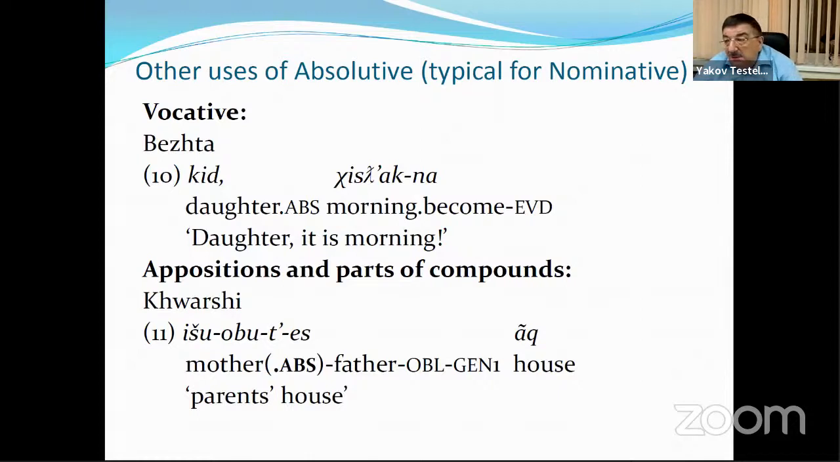Appositions and parts of compounds are also, to the extent they are case forms, they can be regarded as case forms and not merely as stems. They resemble absolutives. It's like kvarshi ishobutes, the genitive form of a complex noun, ishobu, mother, father, which means parents, parents' house. So we see that ishu is in the unmarked form, which coincides with the absolutive.